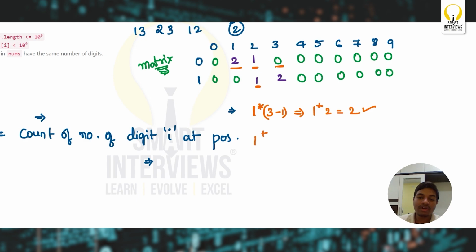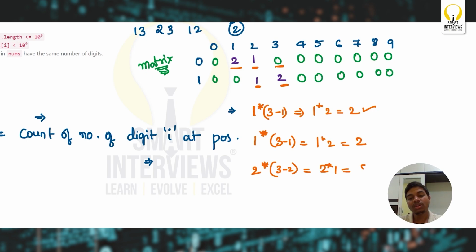So if there is one 2, how many 2's do not have in first position? 3 minus 1, right? So it is going to be 1 into 2, once again going to be 2. In the same manner, what about this? This says we are having two threes at first position. So if you are having two threes, the number of non threes at first position is going to be 3 minus 2, that is 2, into 1 is going to be 2.